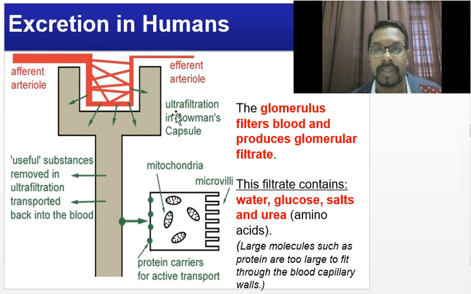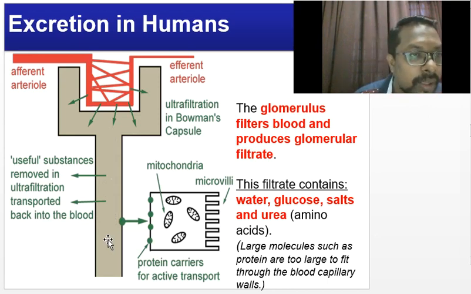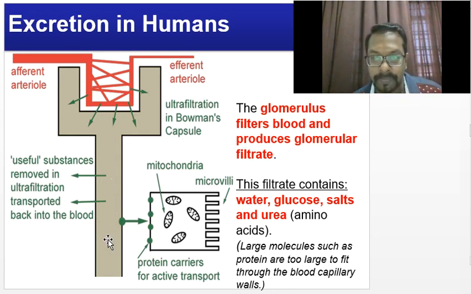Okay, so ultrafiltration happens in the Bowman's capsule, and then they go in. The useful substances removed in ultrafiltration are transferred back into the blood. What needs to be excreted will go out straight to the collecting duct. Okay, clear? Okay, next slide.